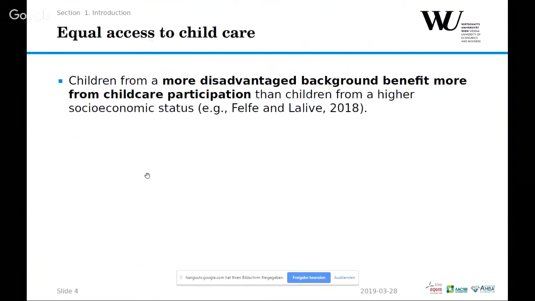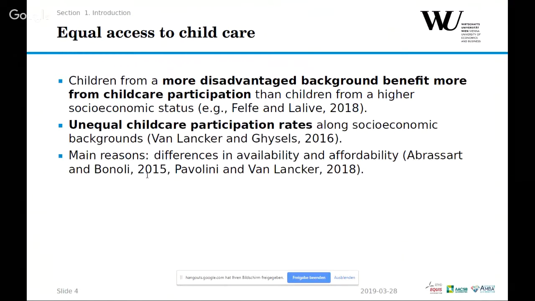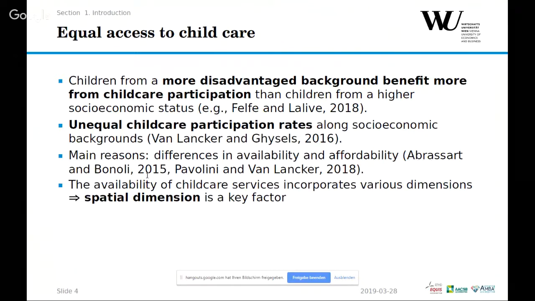Let me give you a short motivation for this research. We know that children from a more disadvantaged background benefit more from childcare participation than children from a higher socioeconomic status. But at the same time, children from a more disadvantaged background use childcare less often than children from a higher socioeconomic status. The main reasons are differences in affordability and availability. And we look at the spatial dimension of availability because we think that this is a key factor in childcare.